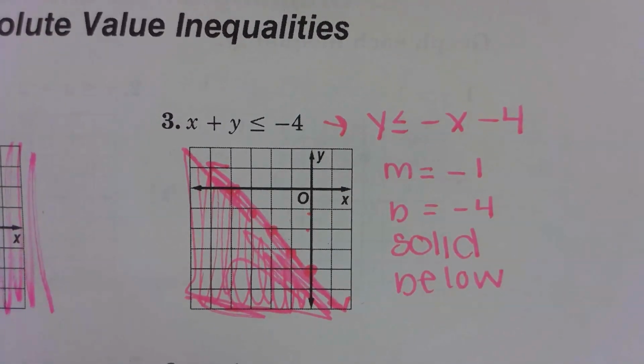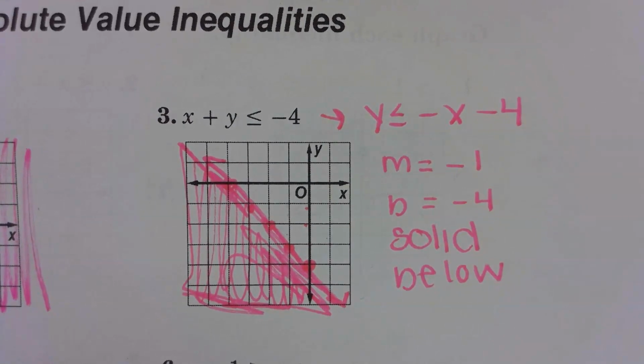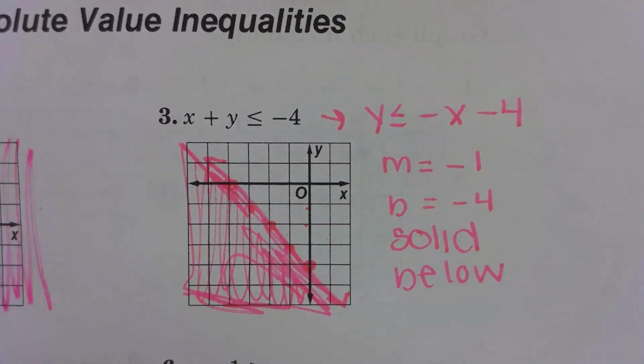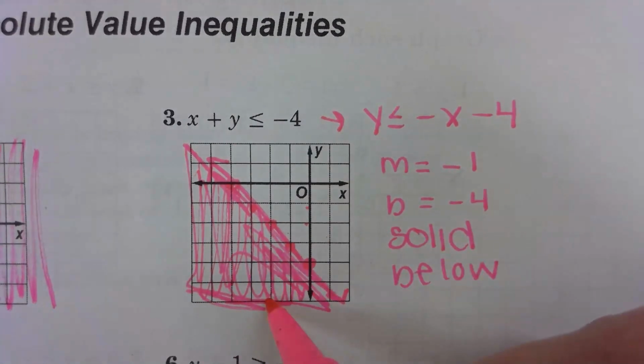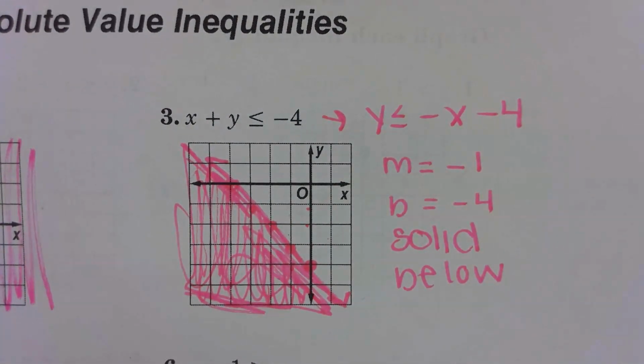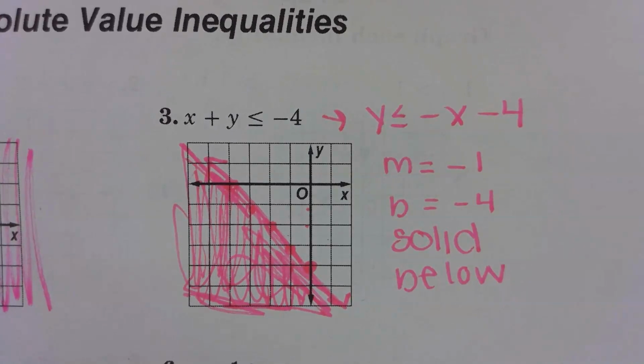So wait, for that last one, what would my answer be? Or would I just graph it and leave it like that? You would graph it and leave it like that. And then if I asked you a question about a point, or if I asked you for a solution, you would pick a point on the line or in the shading. Do I have to write like solid and below? Nope. Or is that just something you like to do? I'm just doing it to help you. Okay.